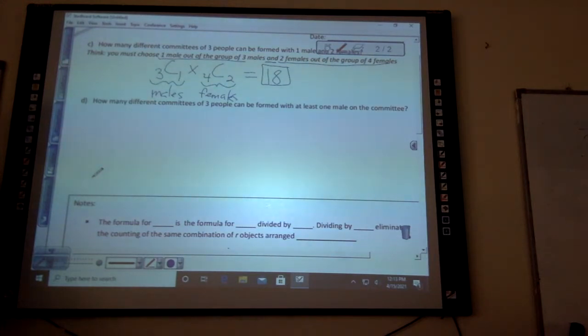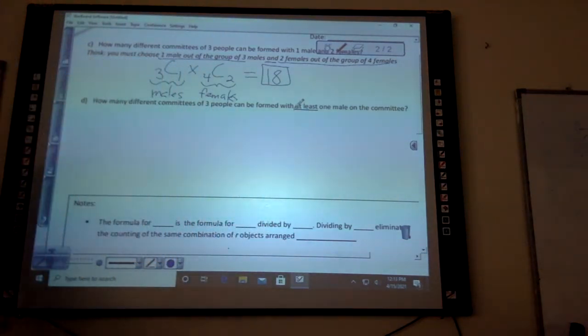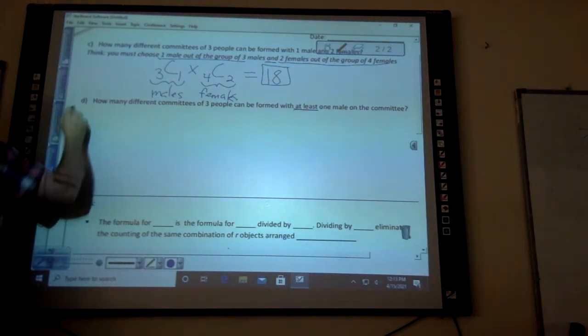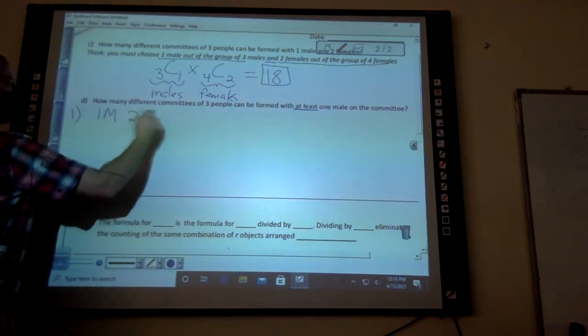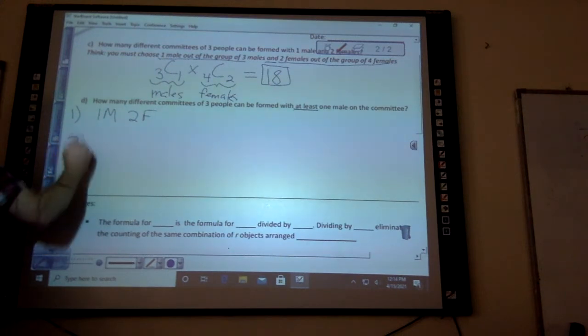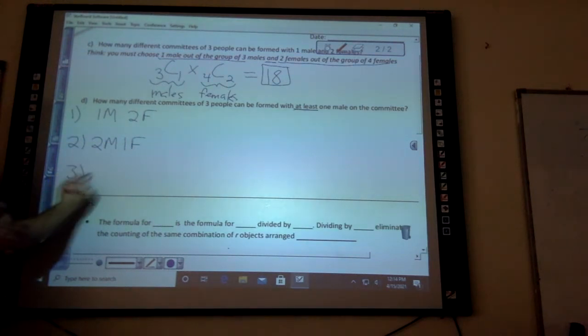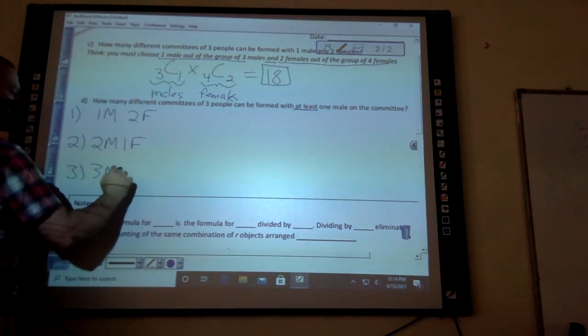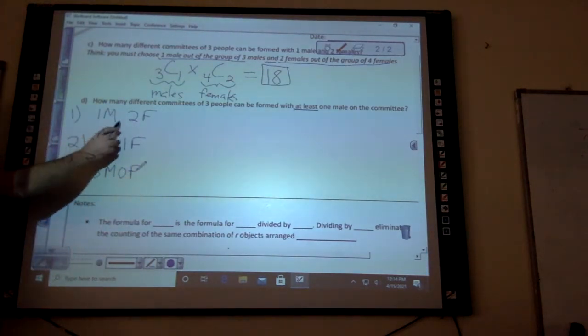So this next one is where things start to get a little bit trickier. We want at least one male on the committee. So I still am making a committee of 3 people, but I need to have at least one male. So this means I can have multiple cases. First, I could have 1 male, 2 females. I could have 2 males, 1 female, or 3 males, 0 females. So I've got 3 cases that I can deal with.